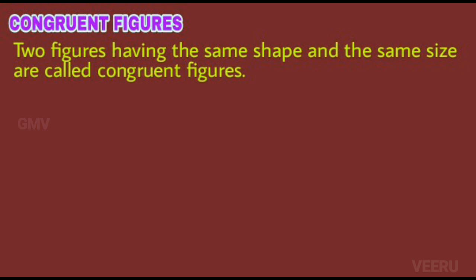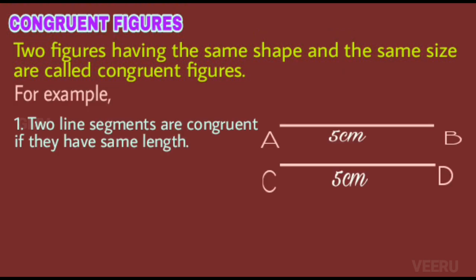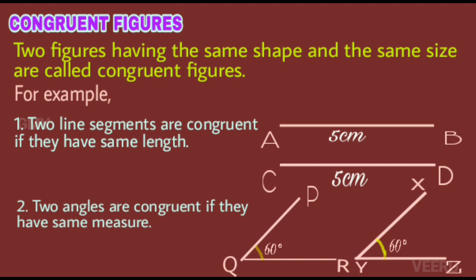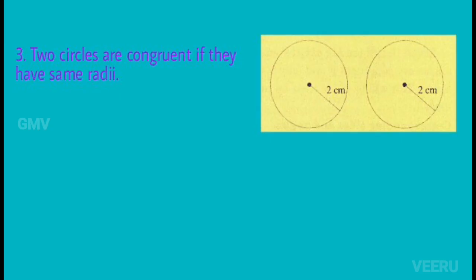For example, two line segments are congruent if they have the same length. Here, the two line segments AB and CD have the same length, 5 cm. Hence, they are congruent. Two angles are congruent if they have the same measure. Here, both the angles PQR and XYZ are equal to 60 degrees. Hence, they are congruent.